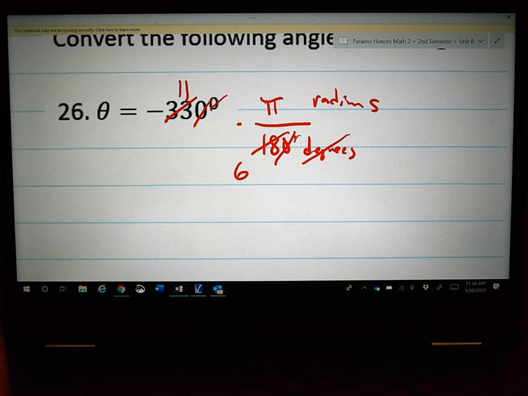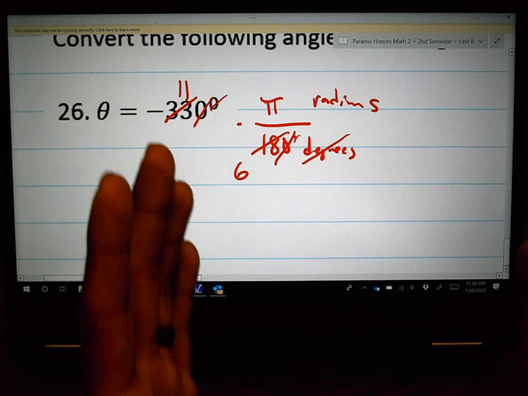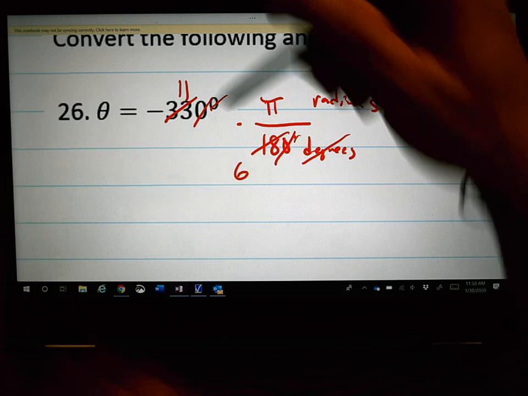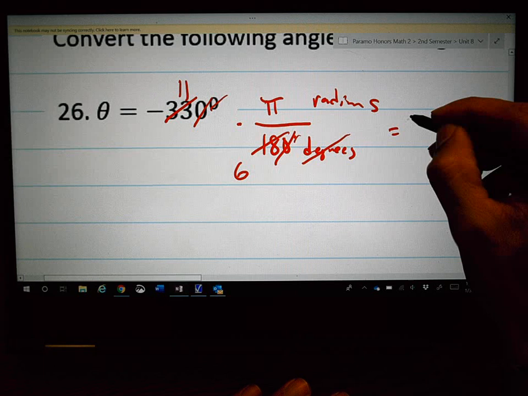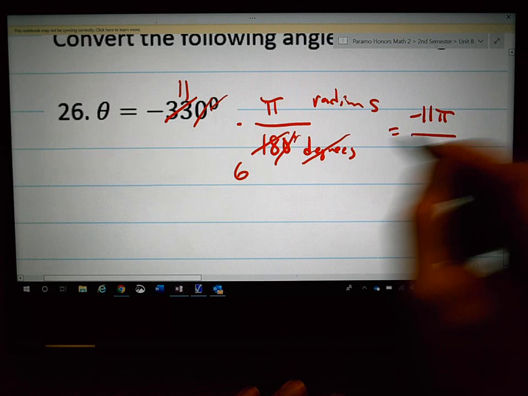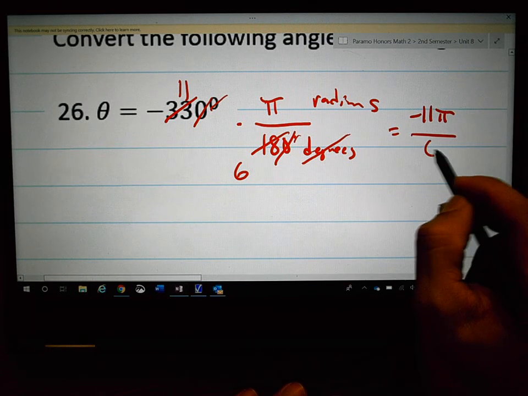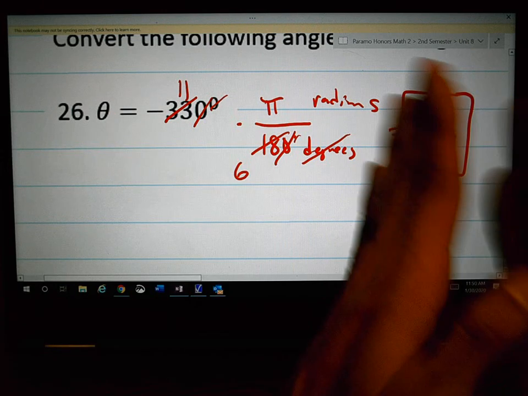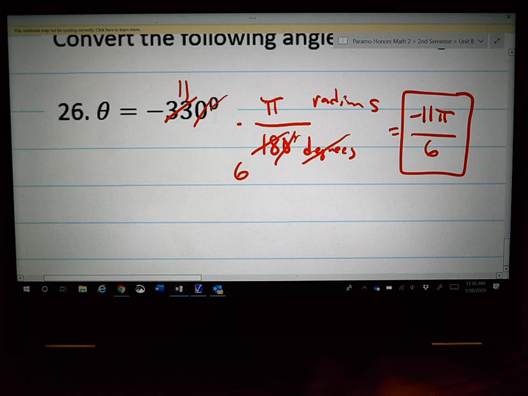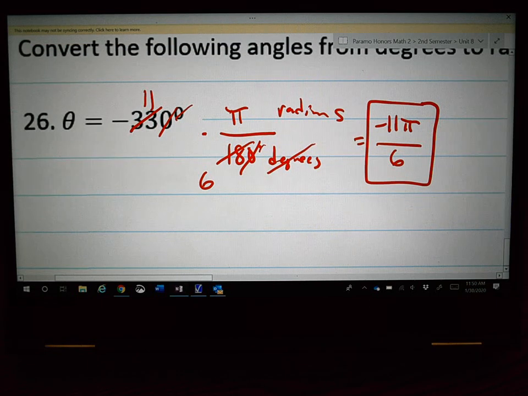I'm showing you how you take big numbers and just look for it. Let me divide it once, maybe twice. And then top times the top. Bottom is all by itself. That doesn't reduce. It's in lowest terms. The negative angle stays a negative angle. Negative 330 is the same thing as negative 11 pi over 6. That's all you got to do.